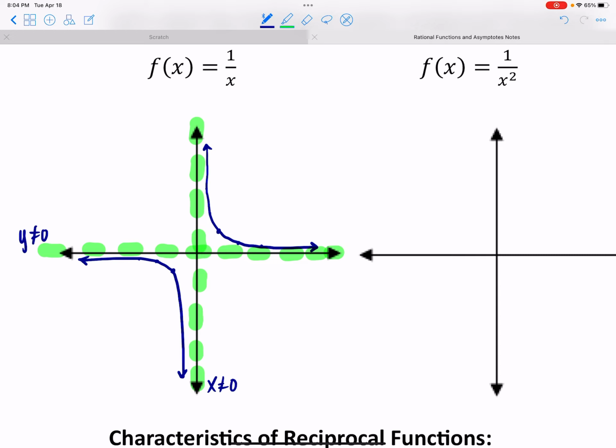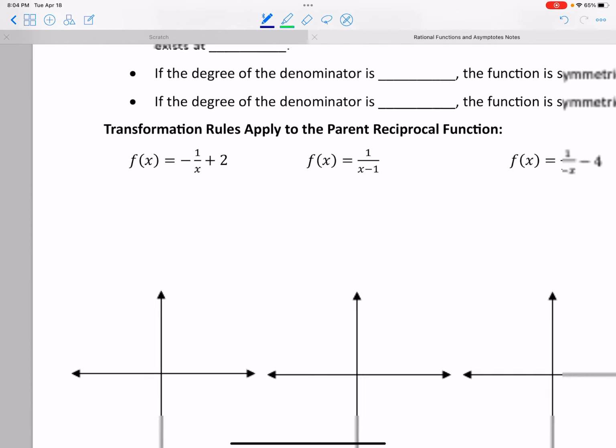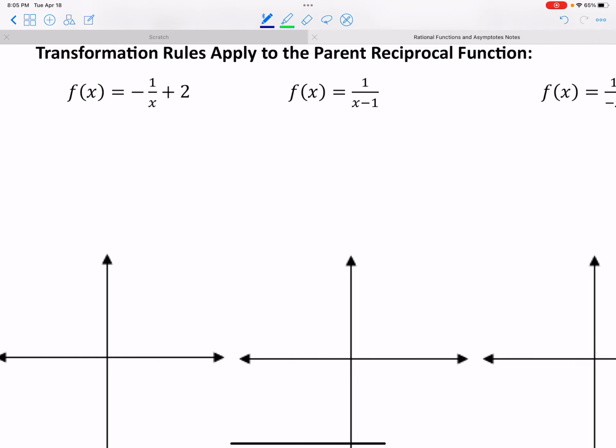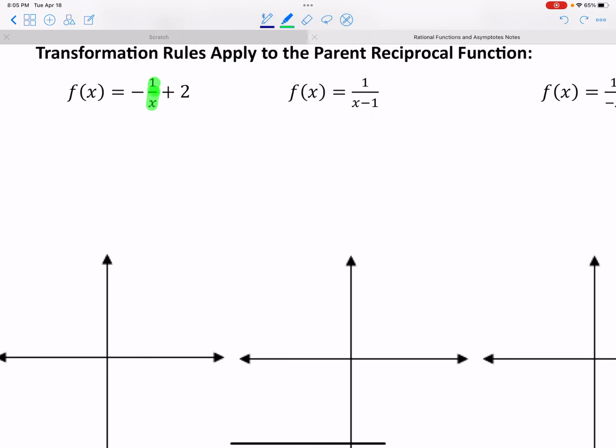Okay? Now we know transformation rules are going to apply, so I'm going to skip down here for a second. When I see my parent function and just transformations of that parent function, I should be able to use those rules to sketch my graph. So I know this picture, right? And I also know that multiplying my function values by a negative is going to reflect them over the x-axis.